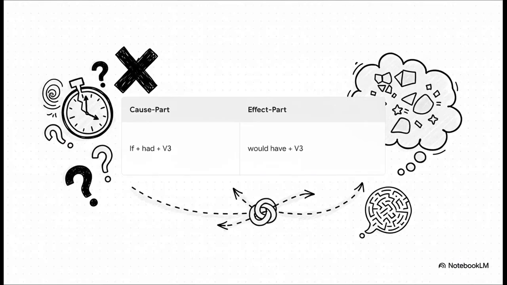The grammar here, you'll notice, gets a bit more complex, and that's because the idea itself is more complex. We use the past perfect tense, that's had plus the verb's third form, to set up a condition in the past that did not actually happen. The result then uses would have to describe the imaginary past result that never was.